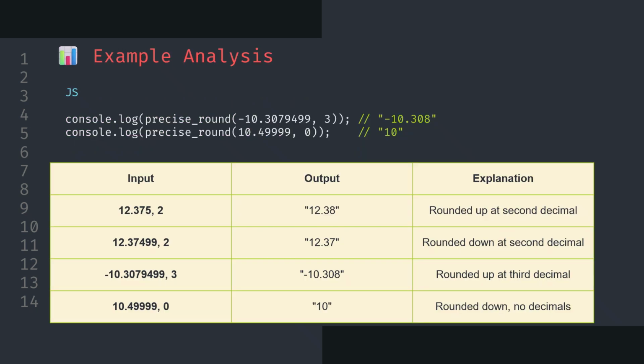Each example shows the function's accuracy. It also rounds up or down depending on the digit after the target place. It also correctly handles negative numbers. This makes it reliable for many numeric scenarios.